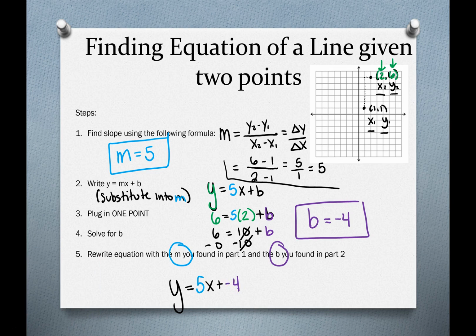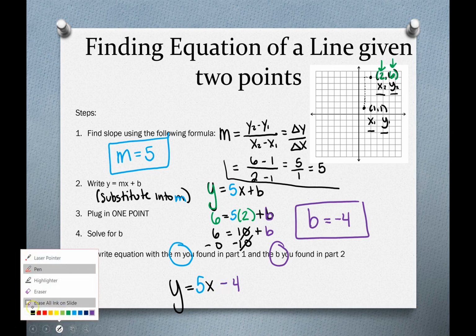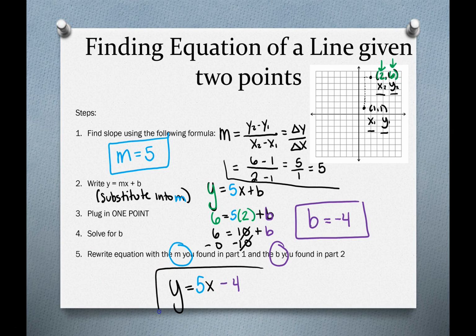And of course, 5x plus a negative 4 is completely correct, but if you want to just write this as 5x minus 4, that's just as correct as well. Both of those work. So that's your answer. That's the slope of that line.